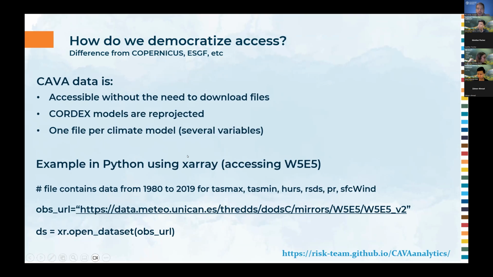Here I show you in Python how you can access the data using Xarray for W5E5. This is the URL. This data is stored in a THREDDS server at the University of Cantabria. You can use xarray directly, for example, to open the dataset and get the data in your computer, not as a file, but the data will be stored in RAM. This simplifies a lot the downloading and uploading, because it's ready to be worked with.